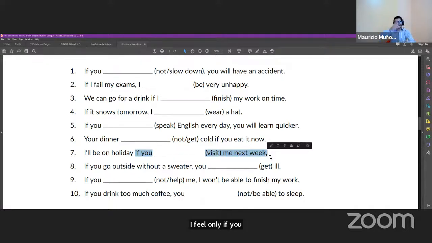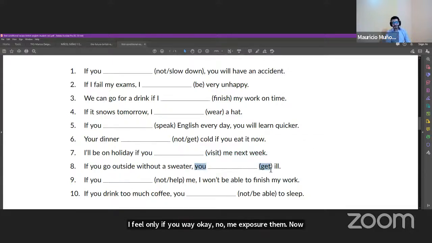Ok, lo mismo sucede en la 8. Aquí va el will. Yes. There. 18. If you go outside, you will feel better. Yes. Very good. Okay, Maite Rendon, please.